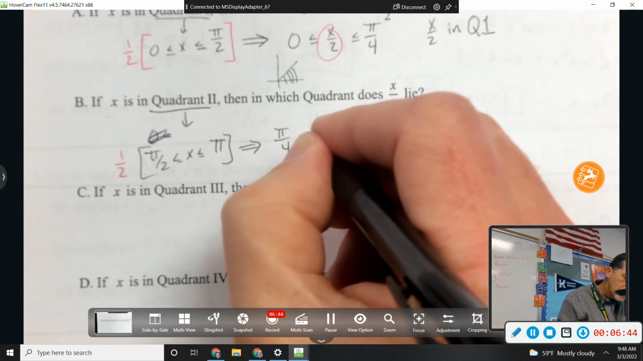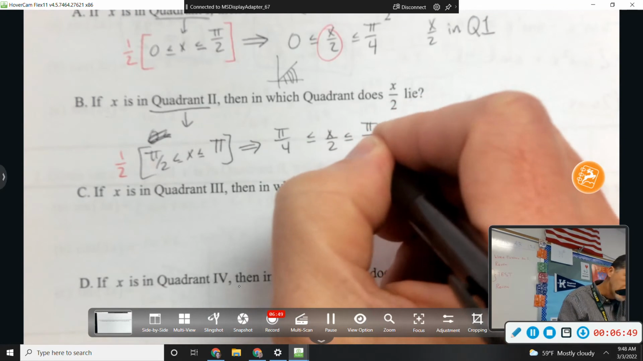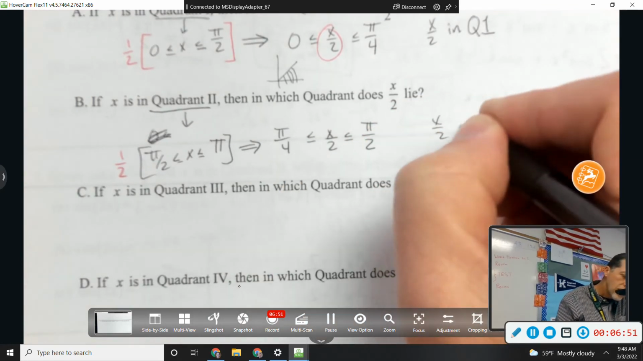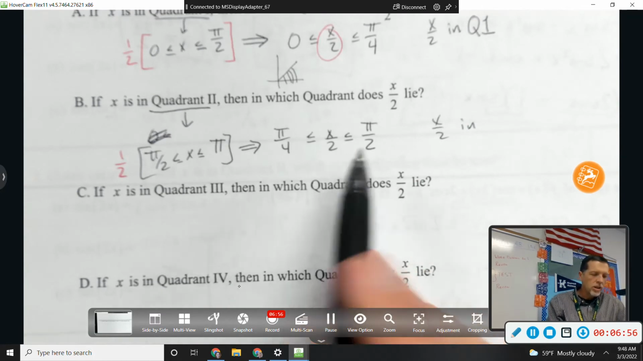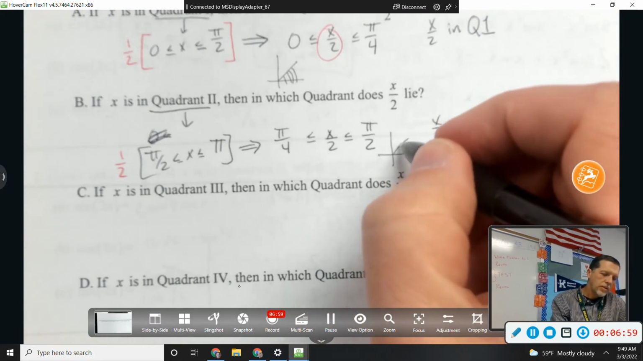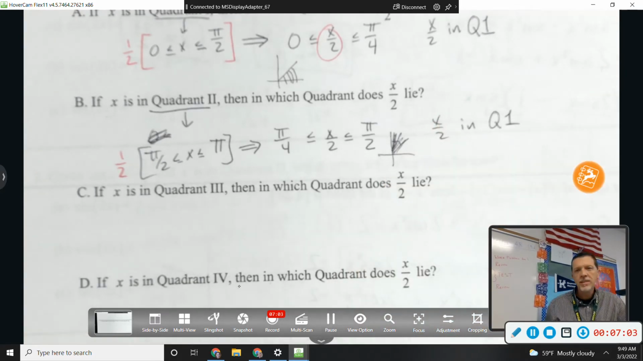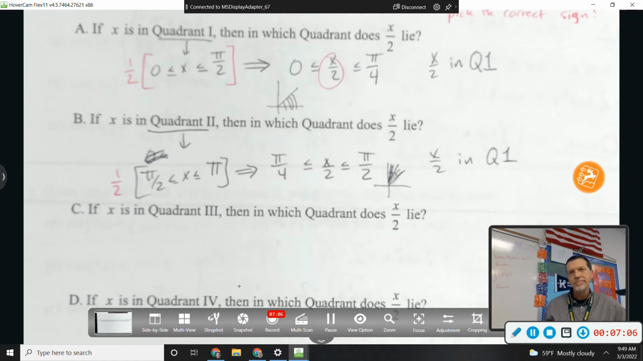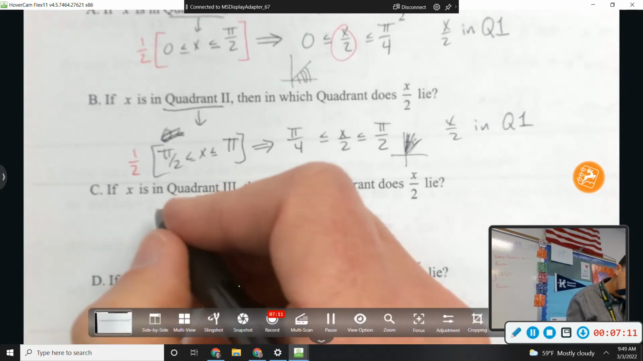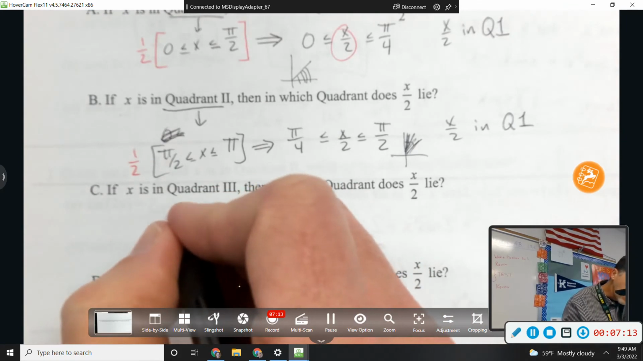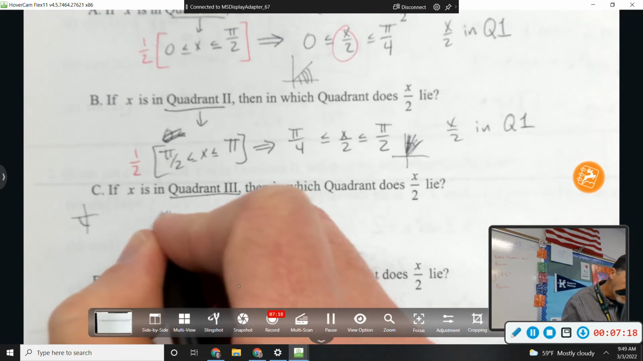Pi over 4 less than or equal to x over 2 less than or equal to pi over 2. So from pi over 4 to pi over 2, that's still quadrant 1. It's like the top half of quadrant 1, but quadrant 1. Quadrant 3 would be from pi to 3 pi over 2.